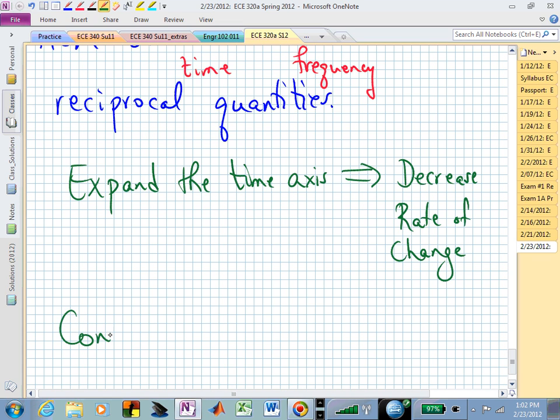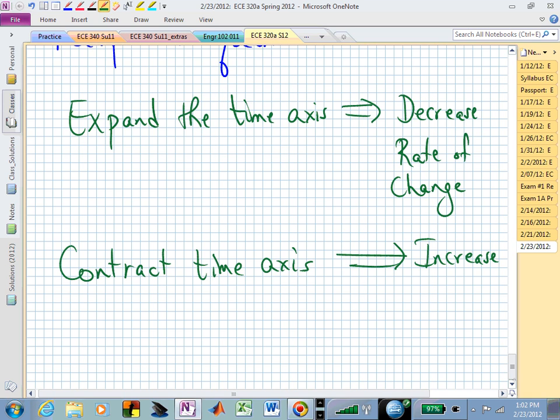And just the opposite, if we now contract the time axis, we do what we were saying before. We now envision this slinky, the two ends of that, and we push it together. Now those ups and downs, or the times that they cross the horizontal axis, are going to increase, so now we would be thinking about increased or higher values of frequency. So now we're increasing the rate of change.